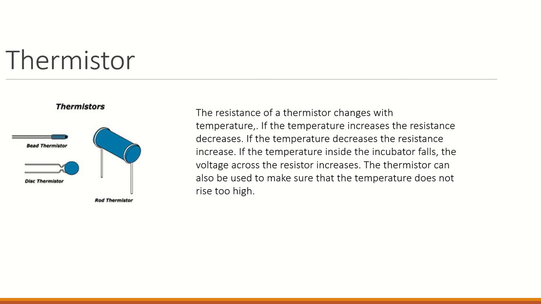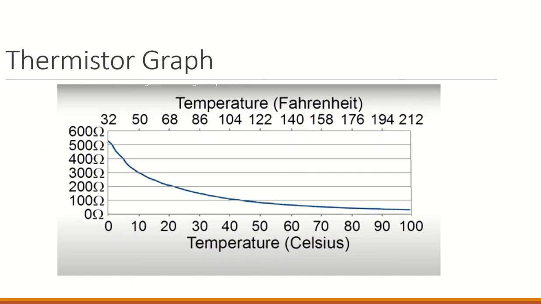So, if the temperature inside the incubator falls, then the voltage across the thermistor, or the voltage across the resistor, increases, so that the thermistor causes the temperature in the incubator to rise again. Now, the thermistor can also be used to regulate or to prevent the temperature from rising too high. So let me show you using a little chart or a graph.